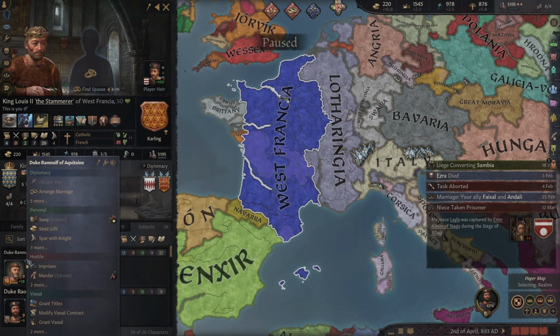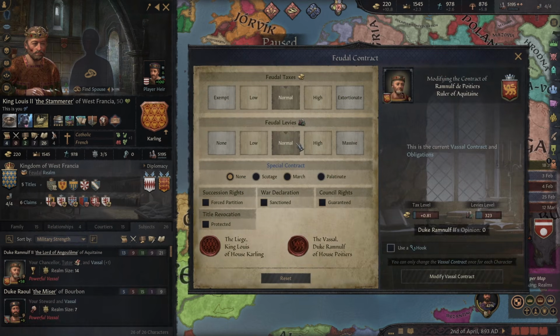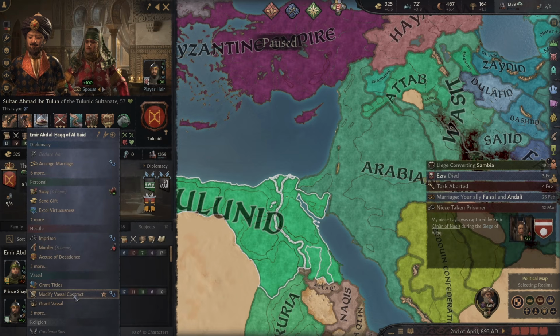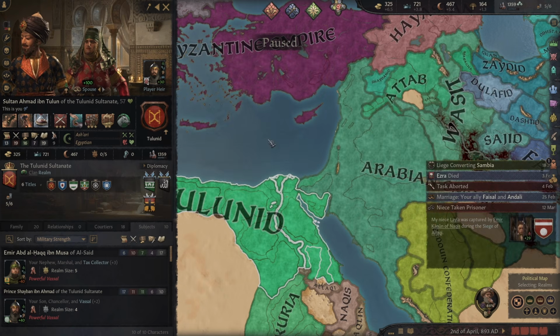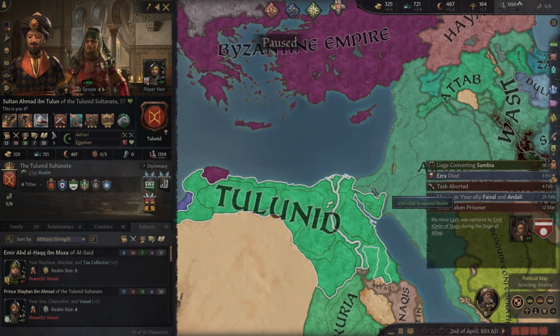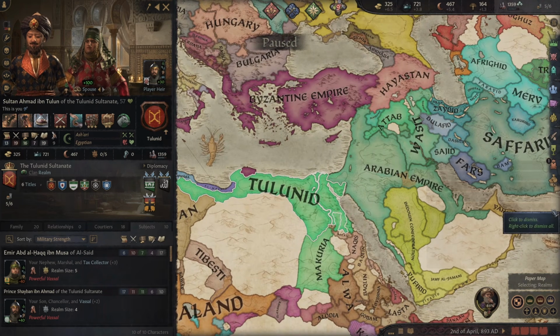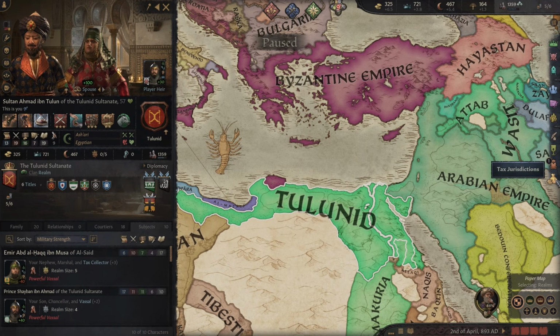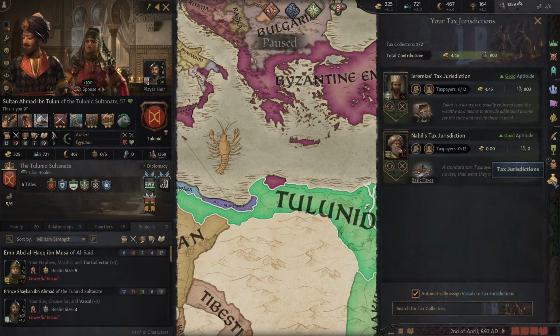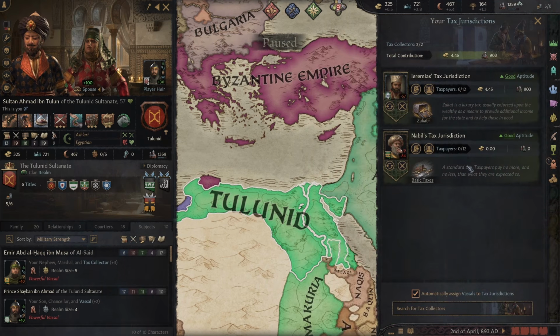In feudal realms, the amount of tax and levy you get from your subjects depends on the feudal contract with each individual vassal. In clan, it's very different. While there still are vassal contracts, there are only the special rights options, but no tax or levy contribution options. That's because how much they give you is entirely down to the tax jurisdiction mechanic. You can see the tax jurisdictions mechanic by clicking on their icon here at the bottom of the sidebar.